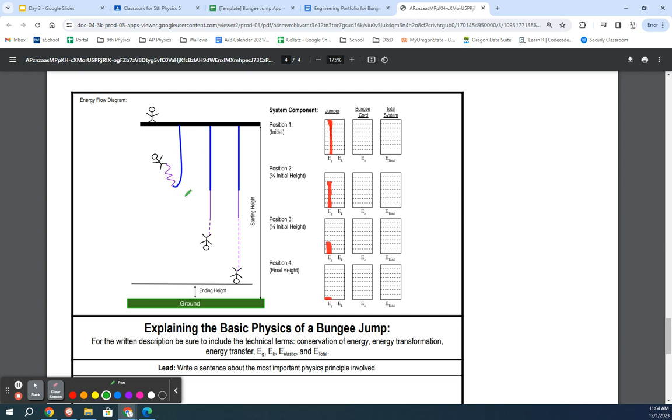Notice that the bungee is not stretched at all, right? So we haven't done anything with our elastic yet. So we're going to fill up both of those 2 boxes as kinetic energy. For position 3, right, they have stretched out that a bit.